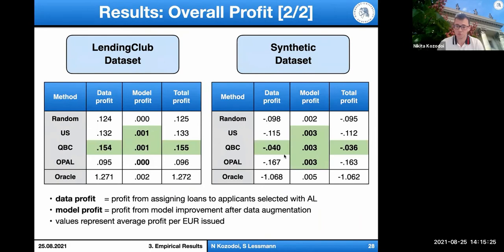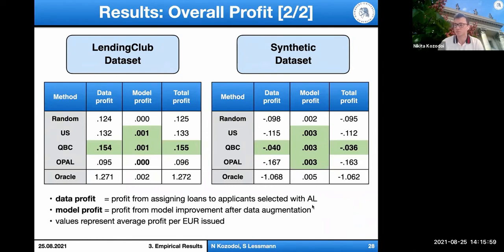And if you compare these numbers for all active learning techniques, you will see that Query by Committee does the best job overall. But you will also see that on the synthetic data set, the data acquisition, the data augmentation cost still outweighs the model profit, the model performance gain. So the total profit is actually negative, meaning that compared to the base model, the gains from active learning are negative here, compared to the Lending Club data sets, where the gains are positive.